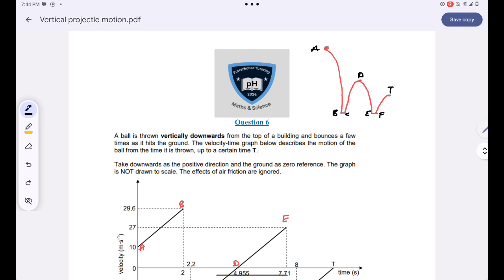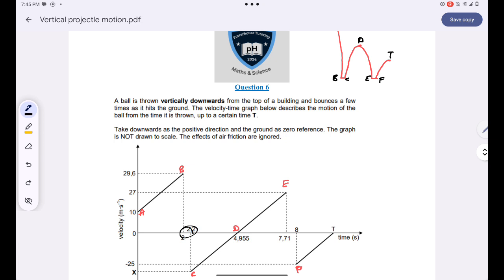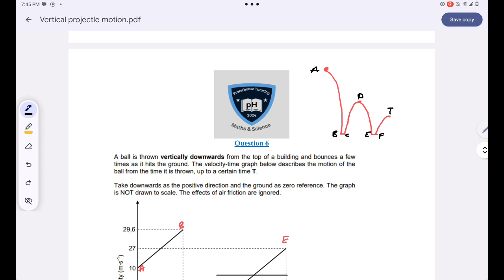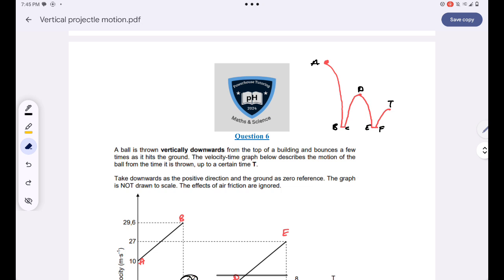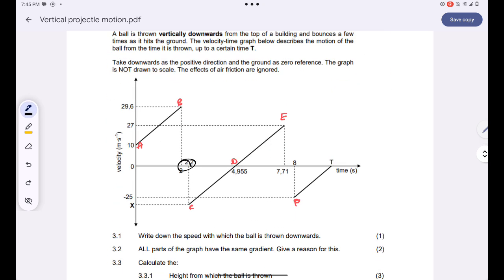Are you together? So this will be the motion of the ball from the top of the building to the ground, and then it stays a little bit for 0.2 seconds. Then after 0.2 seconds, it bounces to maximum height, returns to the ground at position E. It stays a little bit for 0.29 seconds, and then it goes to maximum height at point T. This is the illustration of the movement of the ball. Now let's start to answer the questions. Should I erase this? Okay, let me leave it.